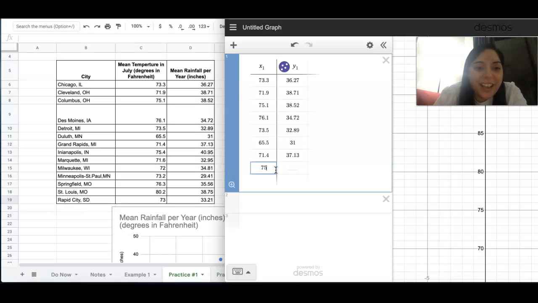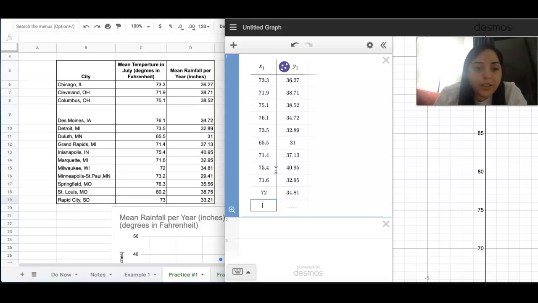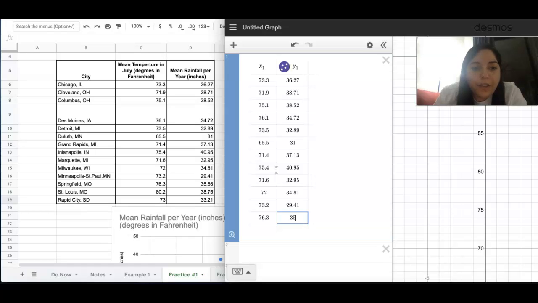And then 75.4, 40.95. Make sure you're doing it. 71.6, 32.95, 72, then 34.81, then 73.2, and then 29.41, 76.3, 35.56, 80.2, and 38.75. Last one. 73 and then 33.21.